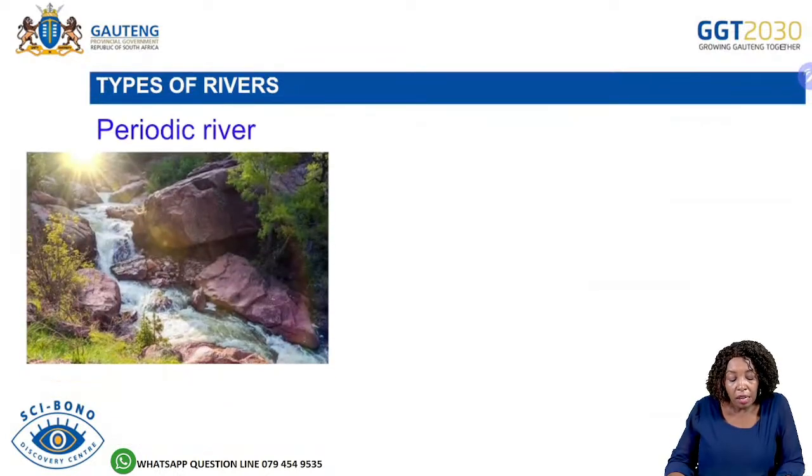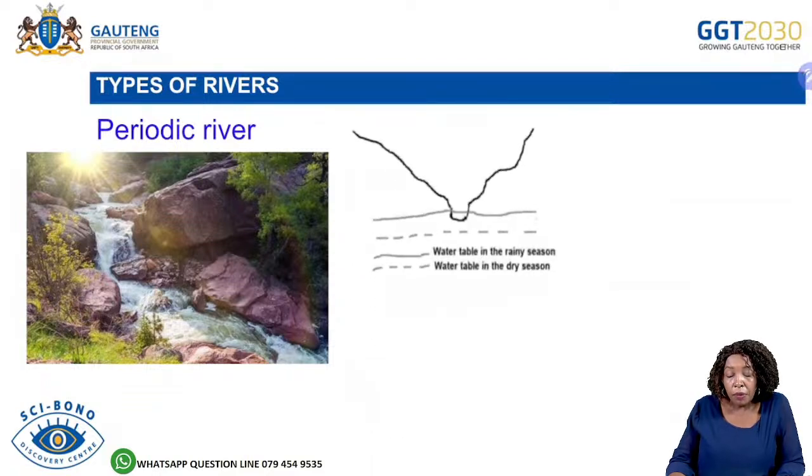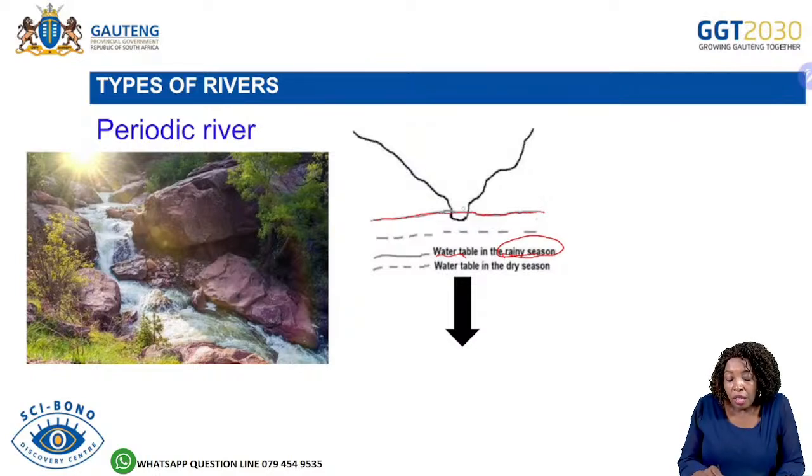Then we're looking at the illustration of a periodic river. Looking at the cross section here, we are now looking at the comparison of the water table during a rainy season, where you can see that the water table is higher. So there is water that would be flowing at this time. Then we look at the comparison during a dry season. So in the dry season, what happens now? The water table has dropped to this level that you can see here.